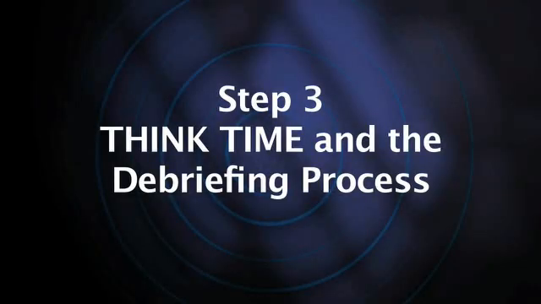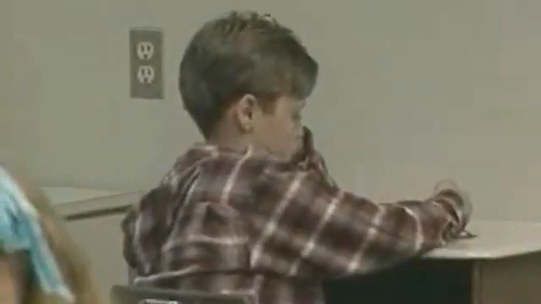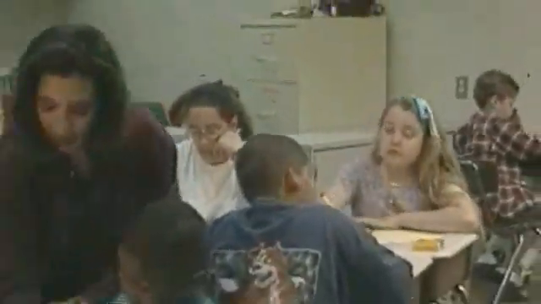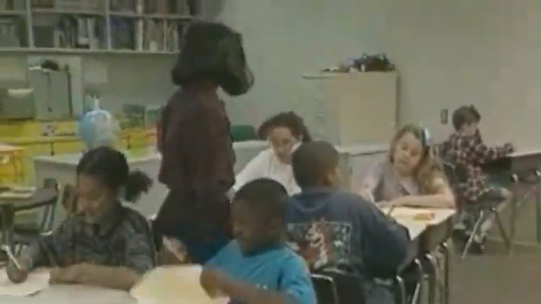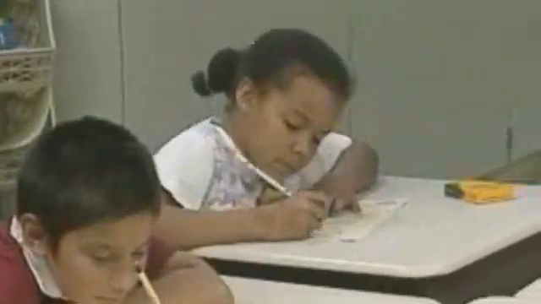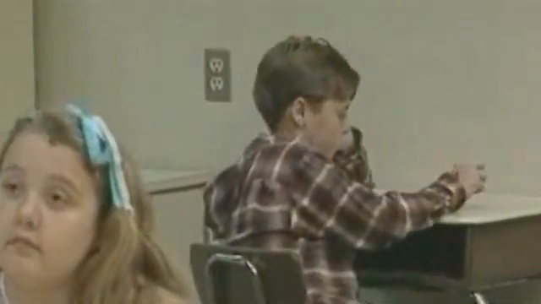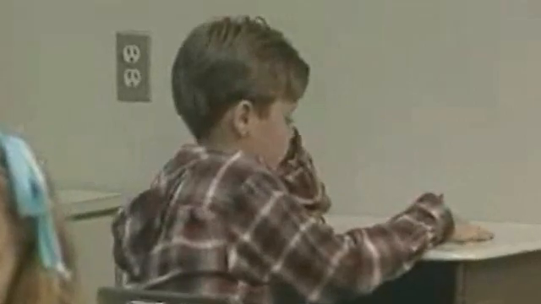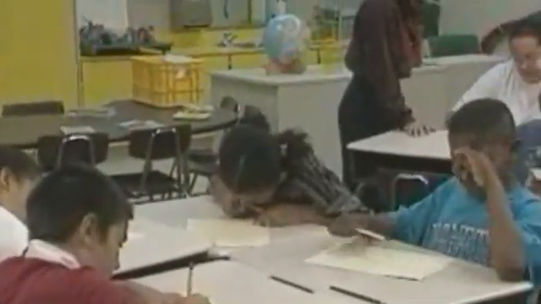Step 3. Think Time and the debriefing process. When the teacher sees that the student is calm and has had a little quiet time, the teacher approaches the student and starts the debriefing process. This is done at the teacher's convenience because our goal is always to maintain academic instruction. Usually the student has about 5 or 10 minutes to think about their behavior and gain some self-control. Some students will take more time than others. The amount of time is not the key.